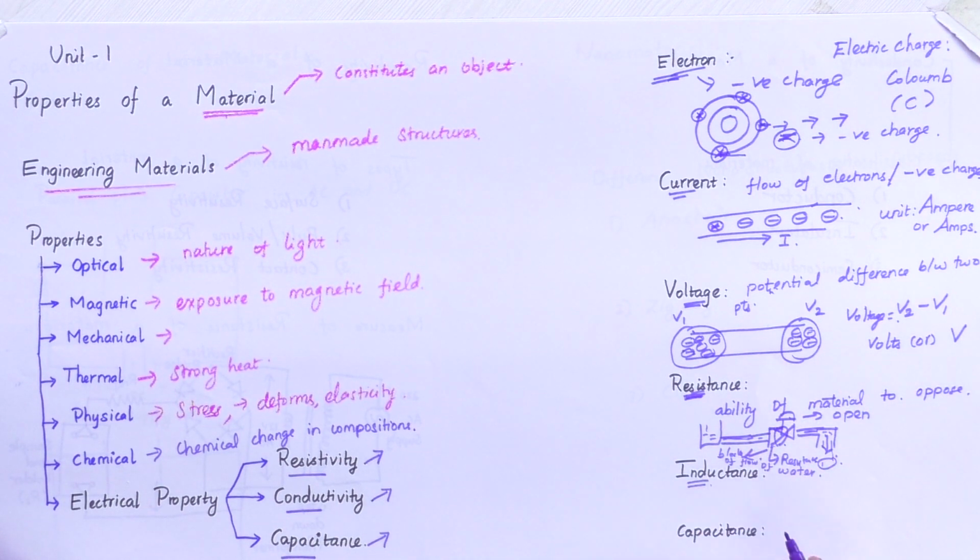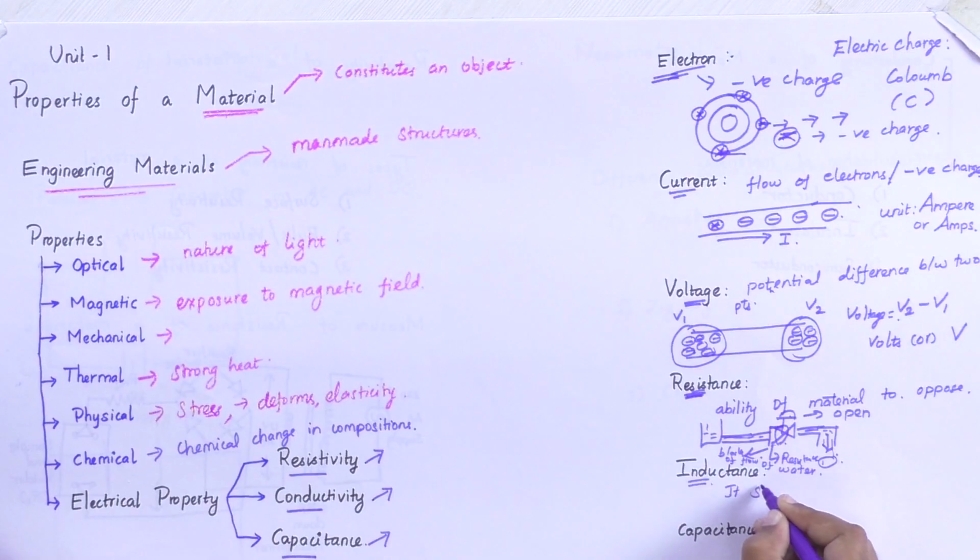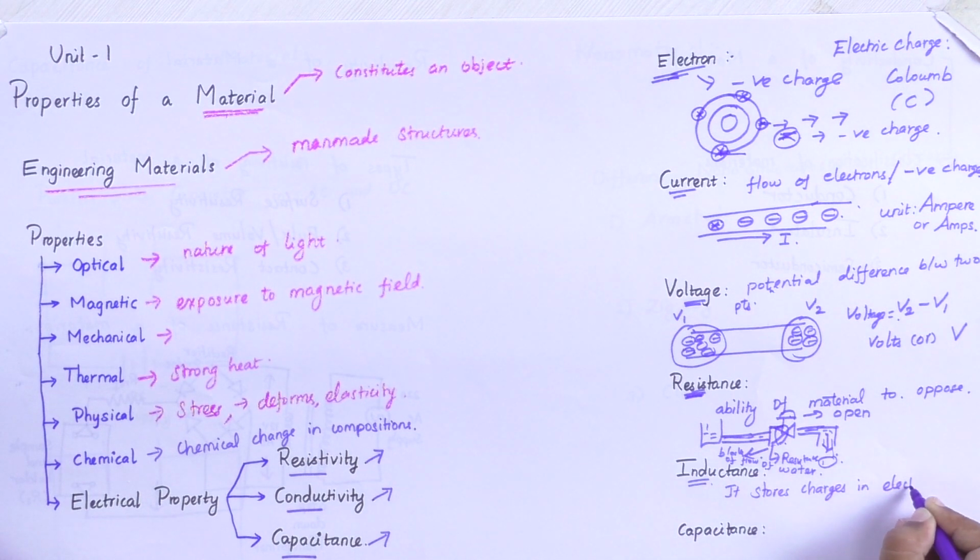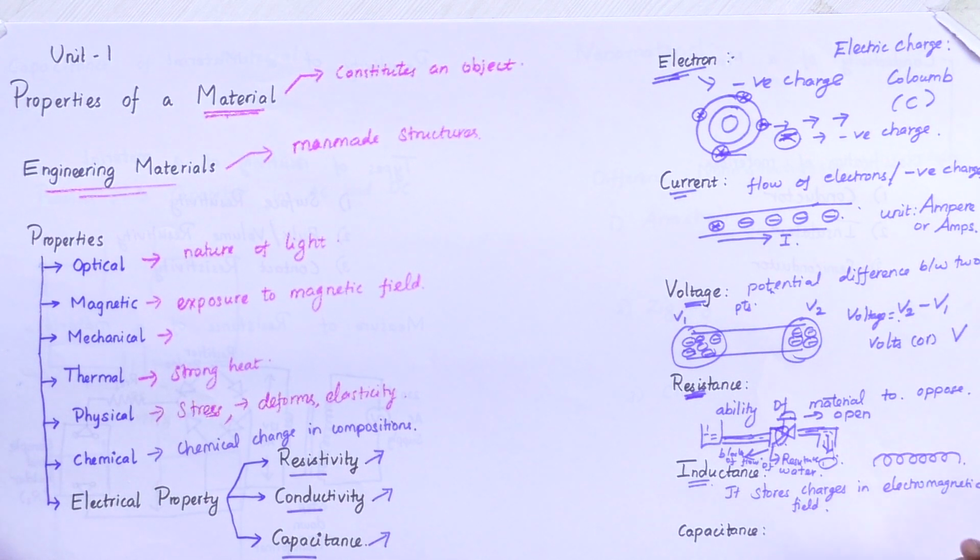The next is inductance. It is the ability of a material to store charges in an electromagnetic field. It stores charges in an electromagnetic field. Simply, we will say an inductor is a magnetic coil, an electromagnetic coil. For example, we will say a copper coil.